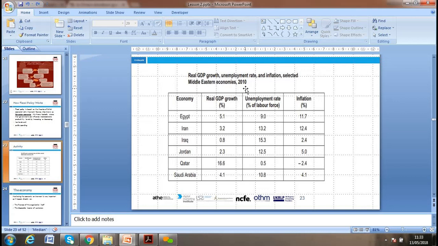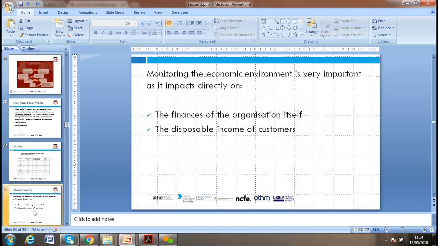Okay, if we see the real GDP, unemployment rate and inflation in selected Middle Eastern countries in 2010: Egypt, Iran, Iraq, Jordan, Qatar and Saudi Arabia. You'll see unemployment is quite high, 10.8% in Saudi Arabia, which is known as a quite rich country in terms of oil. But look at the unemployment figures. That is alarming. Inflation is 4.1%. That was in 2010, and we can find later figures if you log on to World Bank data, where you can find figures for any country. For your assignment purposes, you can include these, and ultimately these impact on businesses.